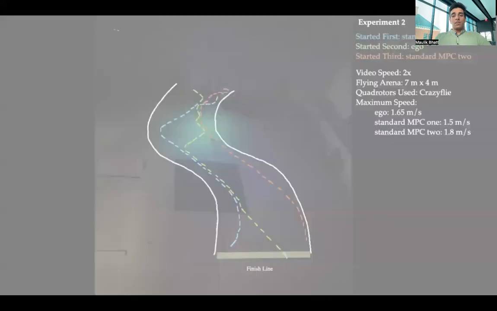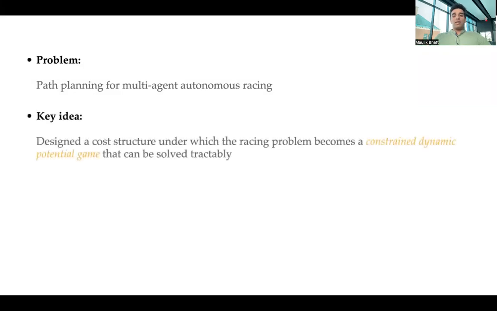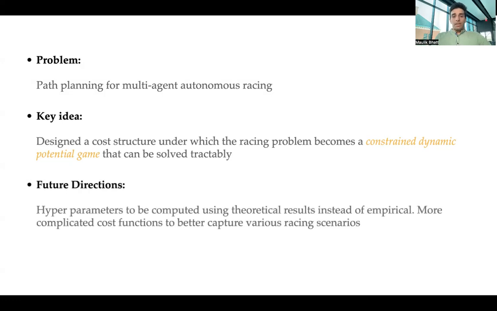And in conclusion, I would like to say that we address the problem of path planning for multi-agent autonomous racing. And we address this problem using game theory. And our key idea was that we designed a cost structure under which the racing problem becomes a constrained potential dynamic game that can be solved tractably and efficiently. In future, we would like to compute the hyperparameters using theoretical results instead of empirical results, and we would like to explore more complicated cost functions to capture various racing scenarios.